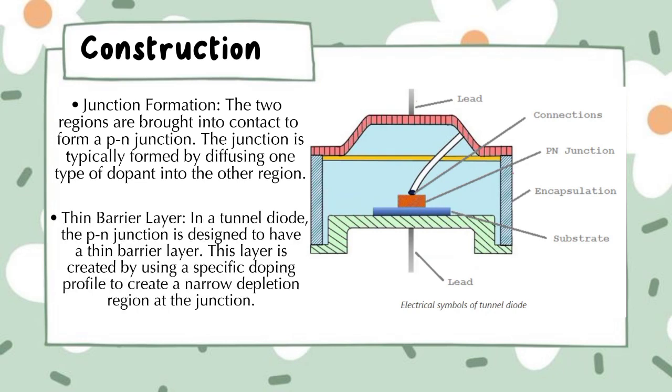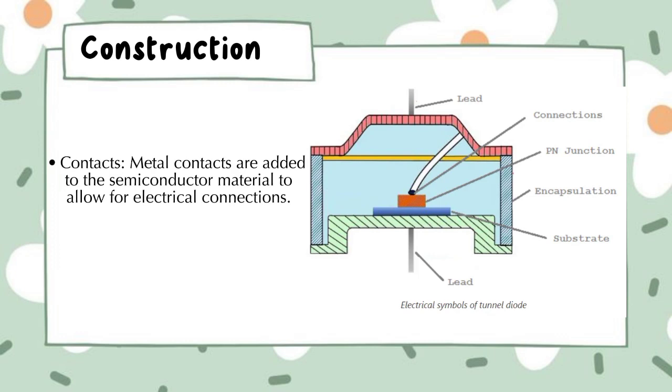Thin barrier layer: in a tunnel diode, the p-n junction is designed to have a thin barrier layer. This layer is created by using a specific doping profile to create a narrow depletion region at the junction. Contacts: metal contacts are added to the semiconductor material to allow for electrical connections.